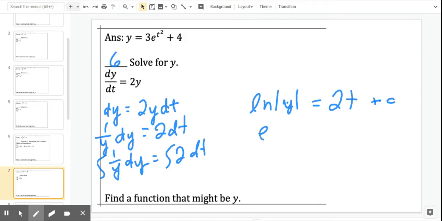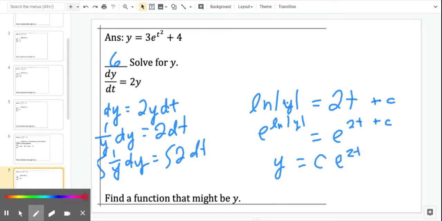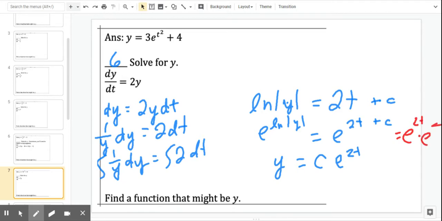And then to get the y alone, we do e to the natural log of y power. So then we're just left with y equals, and again, this c comes down in front. Just to really drive home that point I made earlier, the reason for that is because this is the same thing as e to the 2t times e to the c, and e to the c itself is a constant. So we still just call it c because it's some arbitrary constant. And that is it.